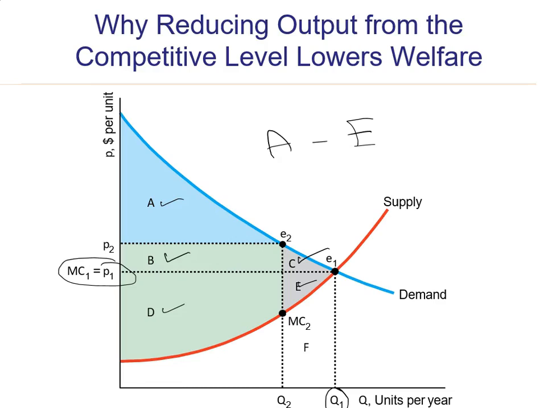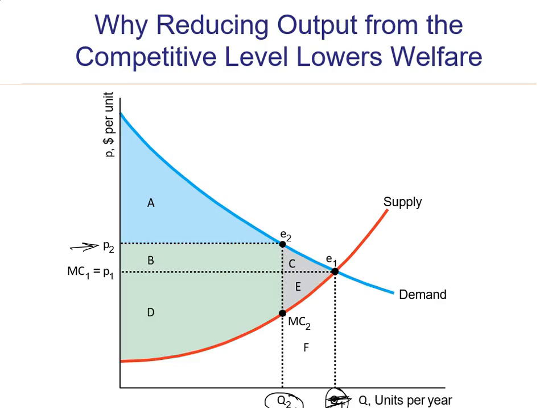Now, let's compare that to the scenario where we have a price that is above the equilibrium price. So for some reason in this market, we are going to make a smaller output. We're not making Q1 anymore, we're making Q2. Because the price is now higher, for some reason. Well, it's higher because we're making a smaller output. So we have a higher price and a smaller output.